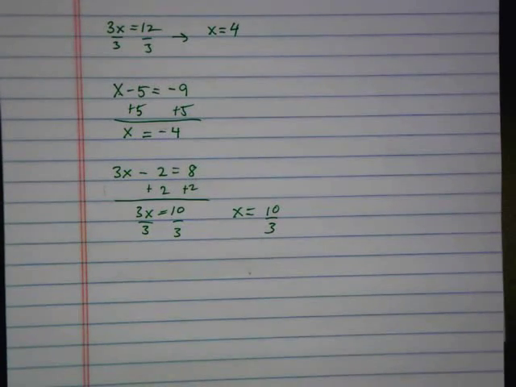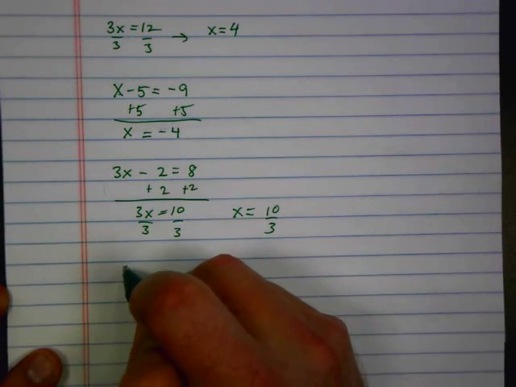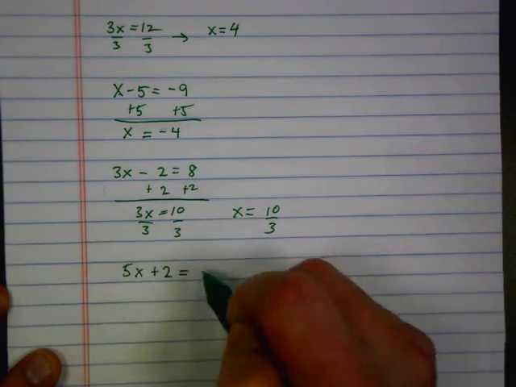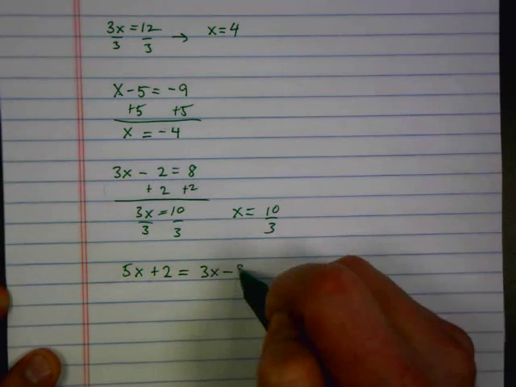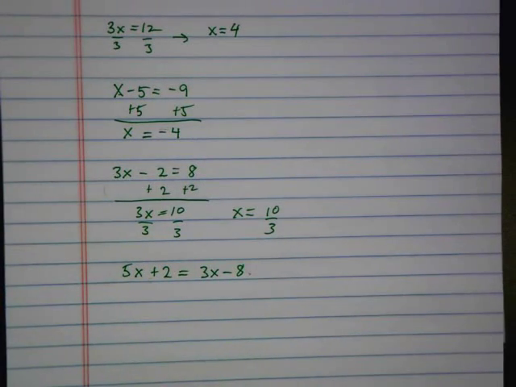Okay. Well, what do I mean by ones that are a little bit more complicated? What if I have 5x plus 2 equals 3x minus 8? What's different about that equation? It has x's on both sides of the equal sign. What do you have to do when you have x's on both sides of the equal sign? Combine like terms. How do I combine the like terms? You would subtract the 3 from 5.